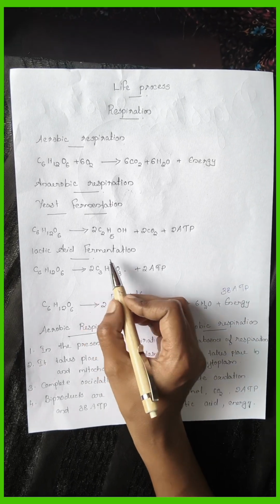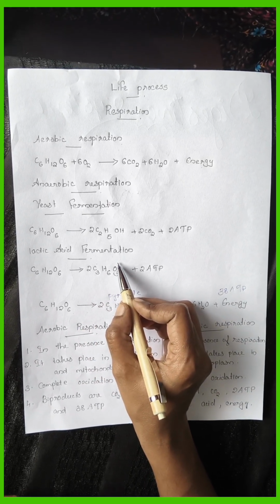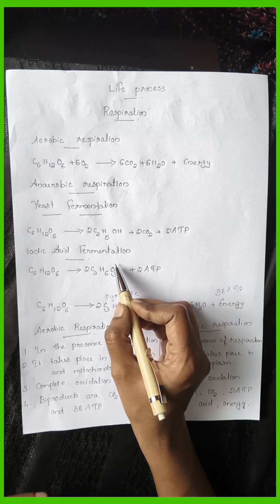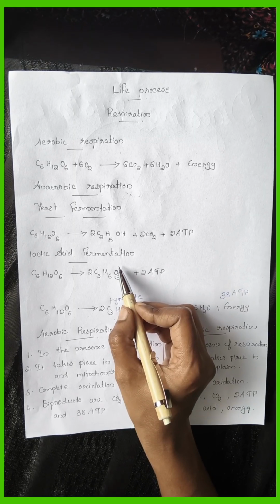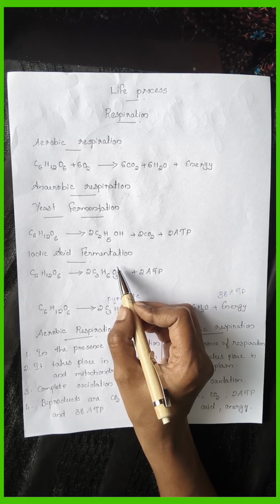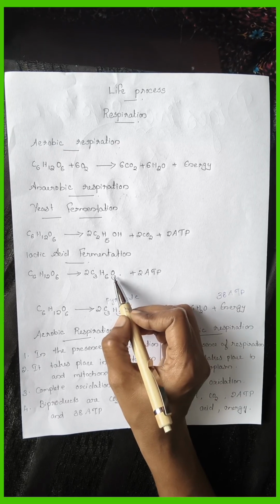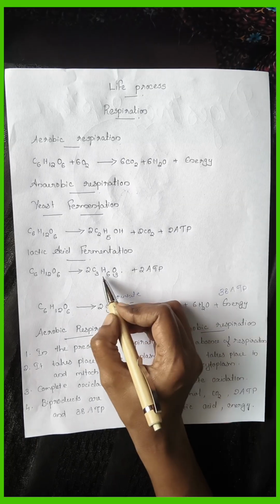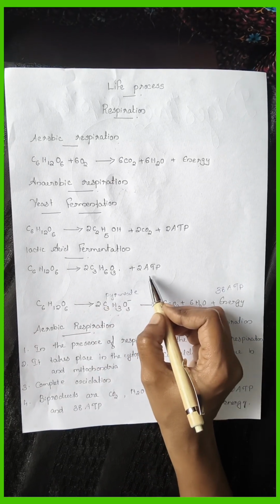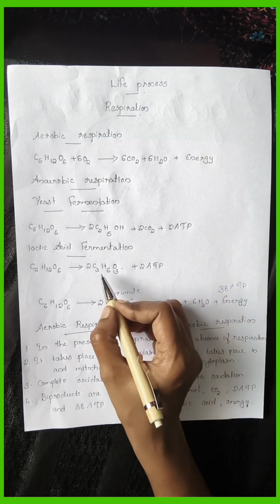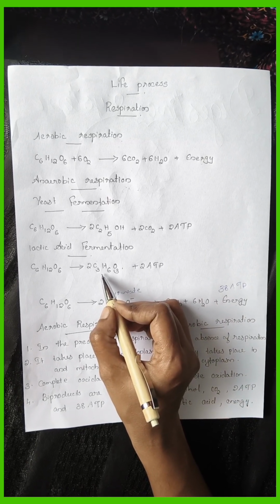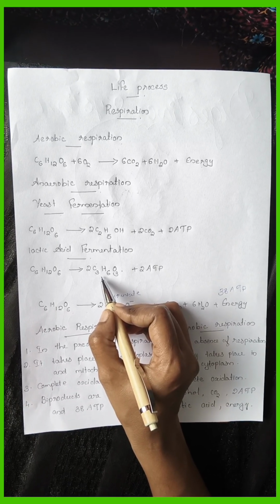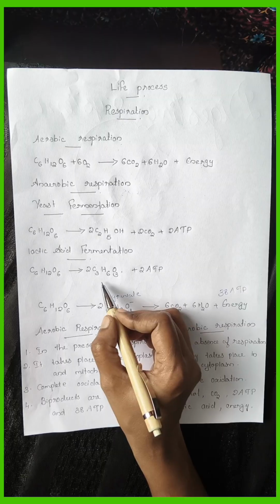Now next you can see lactic acid fermentation. Lactic acid fermentation takes place in human muscle. After a long heavy work, heavy running, there will be a lack of oxygen in the muscle. At that time glucose is converted into pyruvate, then this pyruvate is converted into lactic acid plus 2 molecules of ATP. This lactic acid is accumulated in the muscle, and sometimes we get muscle cramps. These muscle cramps are because of the accumulation of lactic acid.